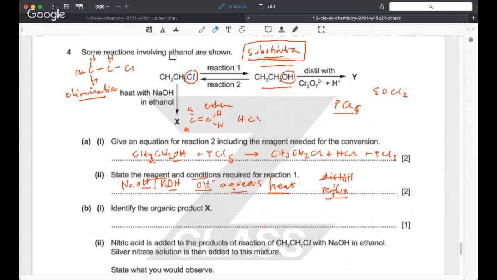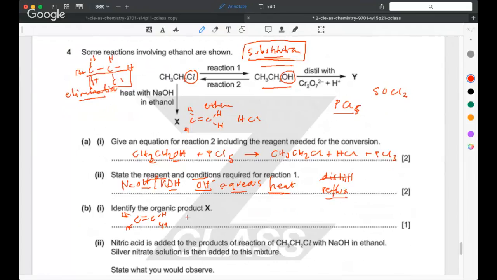Let me help you a bit. If I draw it out like that, that's the displayed formula. What you're eliminating is hydrogen chloride there. Yes, you're eliminating HCl, and that leaves behind ethene because you've eliminated hydrogen chloride.